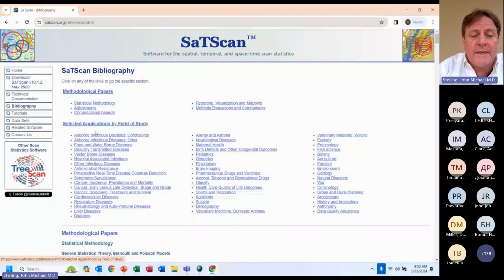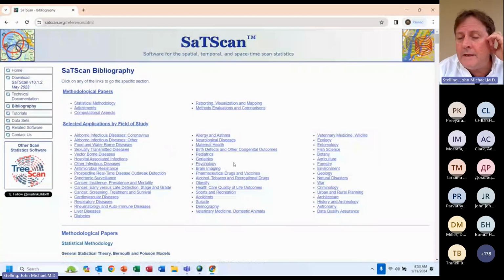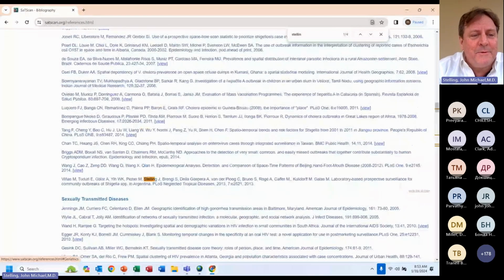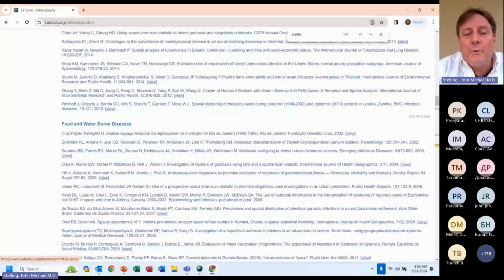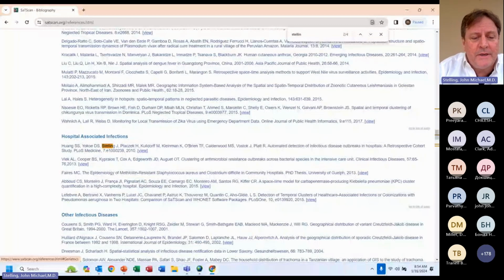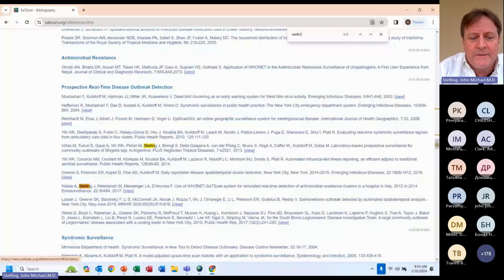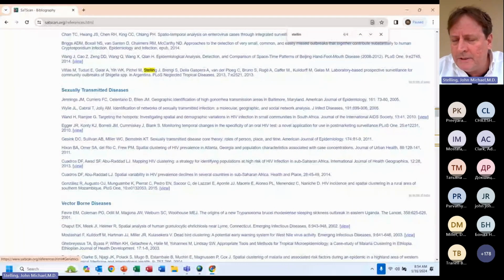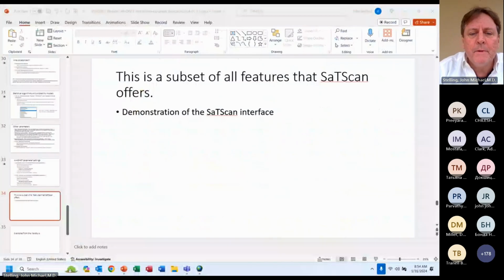Bibliography. You can see that SaTScan is used for psychiatry, obesity, cancer, accidents, astronomy, and Stelling. So we use it for, what is this? Food and waterborne disease. We did this with Salmonella, Shigella. If I look for Stelling again, we did it for hospital infections, antimicrobial resistance. So SaTScan has a lot of capabilities beyond infectious diseases. It's widely used by public health departments.